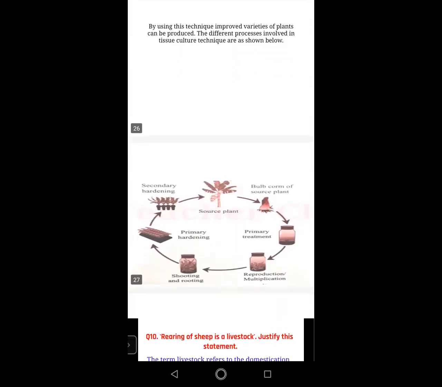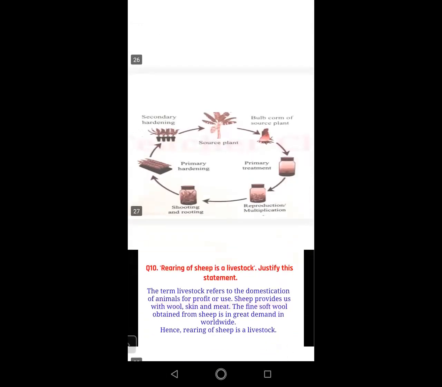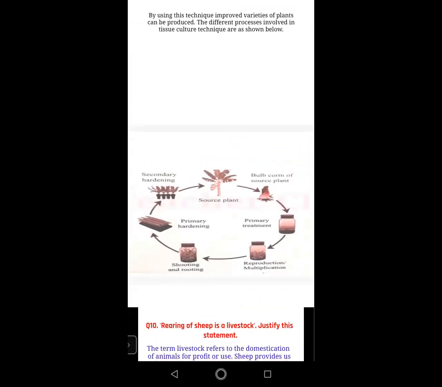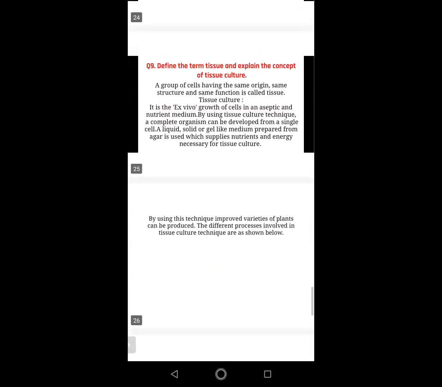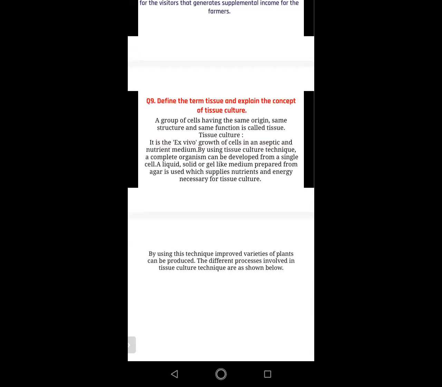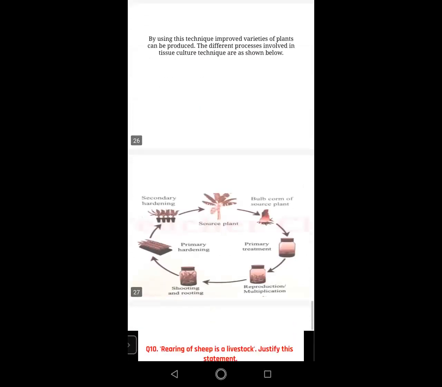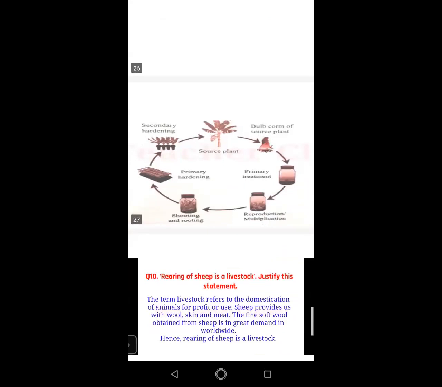Diagrammatically you can understand this, students. Draw this diagram. Now you can take a screenshot of this diagram because this diagram is a little bit complicated. Whenever you write the answer to question number 9, it is necessary to draw this diagram. That's why I have put this slide of this diagram.